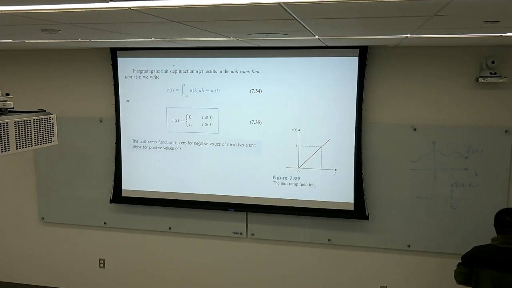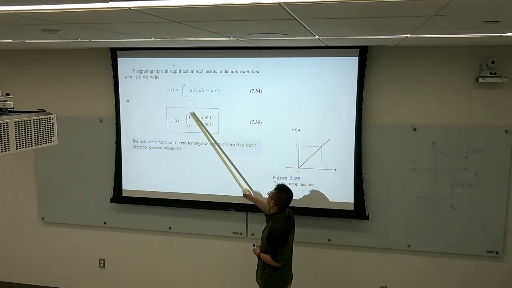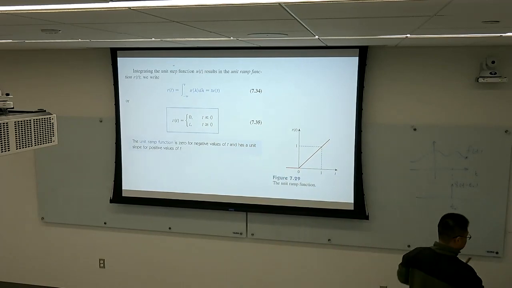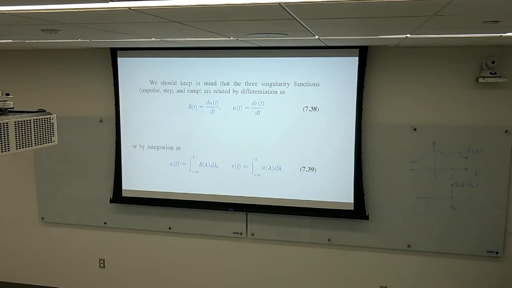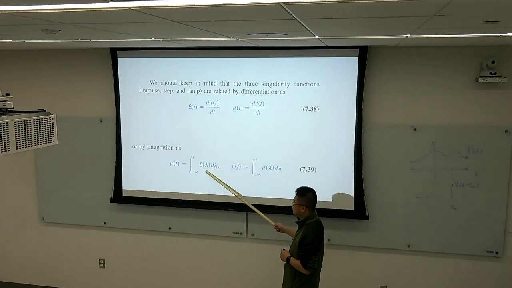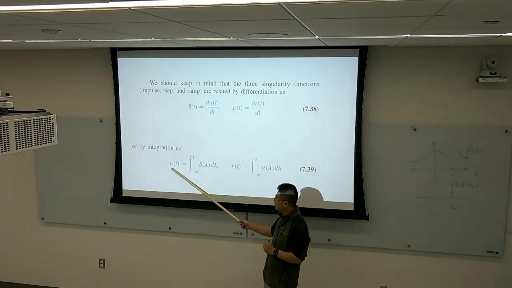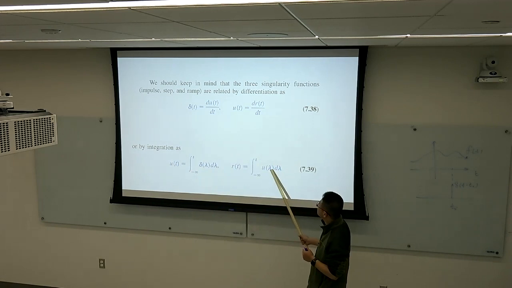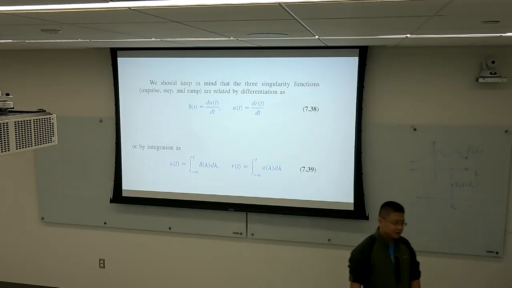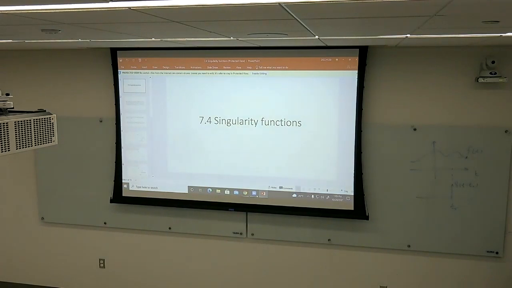The next topic is integrating the unit step function. If we integrate the unit step, it becomes the unit ramp function. So their relationship is that if you integrate the unit impulse, you get the unit step, and if you integrate the unit step, you get the unit ramp. That's the relationship. That's all for today.